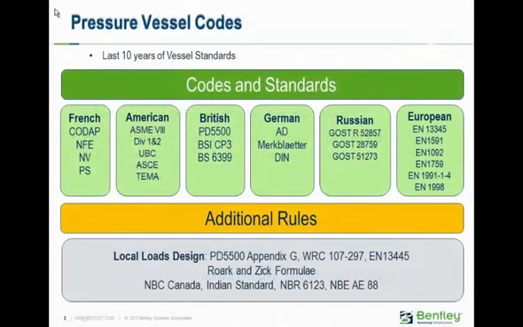Apart from ASME Boiler and Pressure Vessel Code, Section 8, Divisions 1 and 2, the software also supports almost all major international pressure vessel design codes, including ADM, API 650, CODAP, EN, GOST, PD 5500, and WRC for local loads.